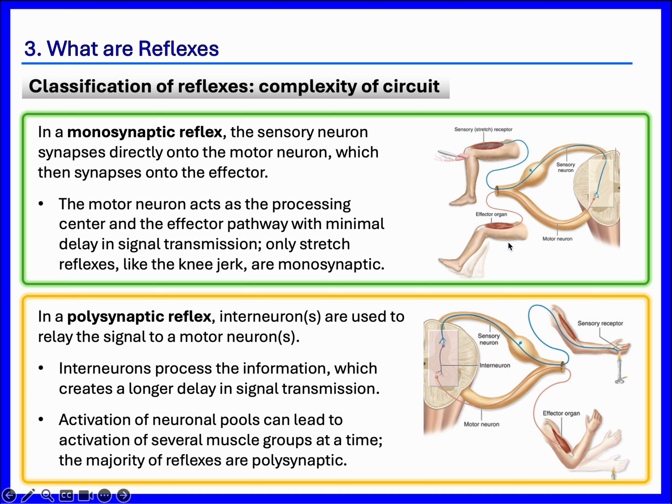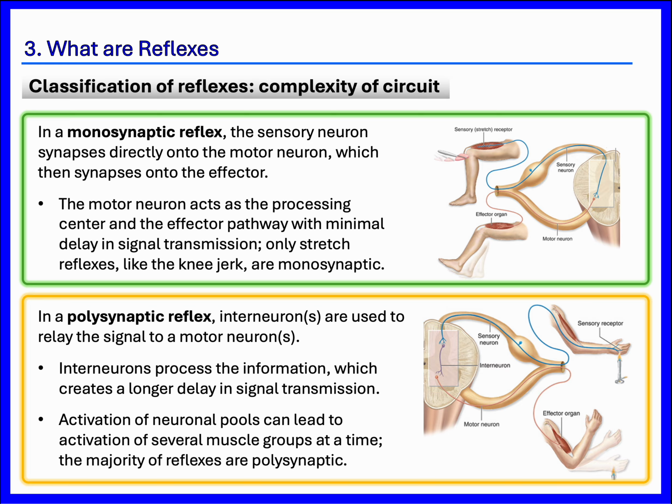The less the number of neurons, the faster the signal. This is a very fast signal that we get, right? There's not even an interneuron here. That's monosynaptic. The motor neuron acts as the processing center and the effector pathway with minimal delay in signal transmission. Only stretch reflexes like the knee jerk are monosynaptic.